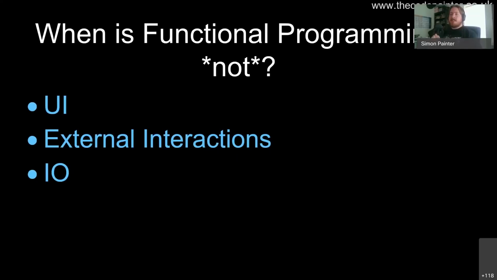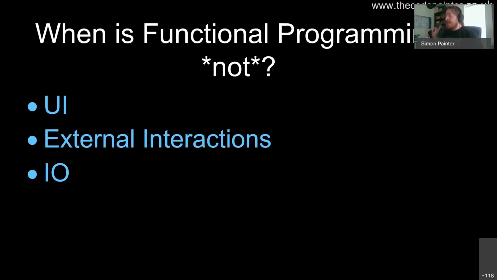Okay, when is it not? So it can do these things, but this is where you have to make your compromises. So functional likes predictability, it likes stability, but these things are inherently not. So UI, dealing with files, dealing with input and output devices, external interactions with other systems, third-party systems, and I/O. You know, there is nothing more impure than a human being, let's face it. So this is where compromises have to be made, and the various functional or non-functional languages have made their own efforts to deal with this problem.